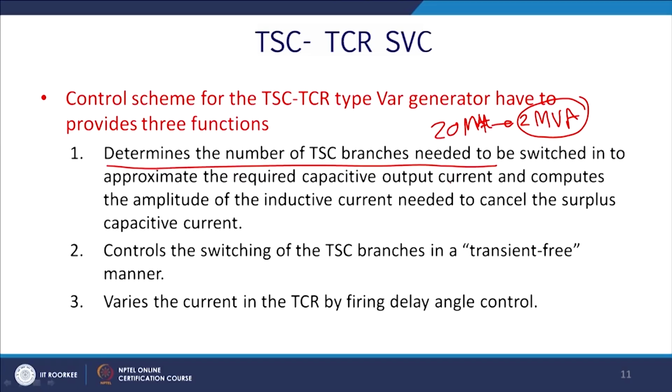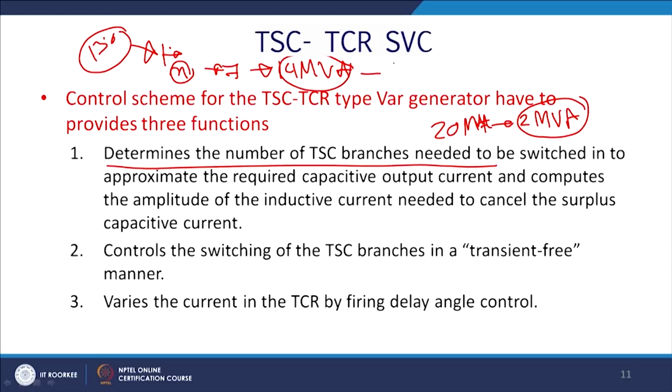approximate required capacitive output current, and compute the amplitude of the inductive current needed to cancel the reactive surplus Var. First of all, you will compute, let us say, 13.6. From 13.6 you will come down to the number n, that will be 7 here. So, you are compensating 14 MVA, but exactly you require 0.4 MVA, so the TCR has to inject that, and thus you compute the delay angle for it.